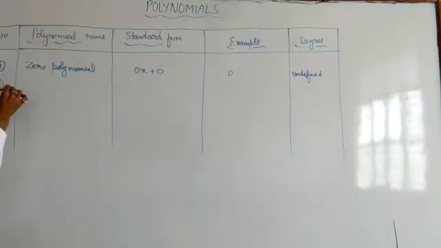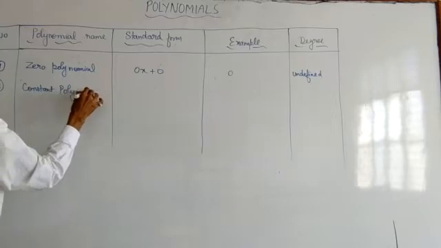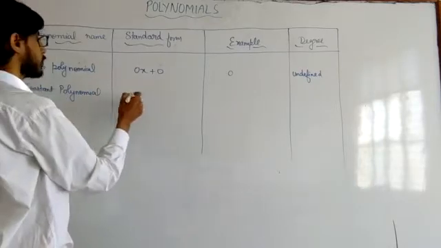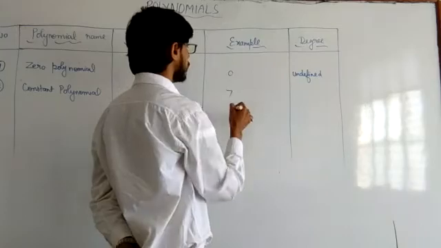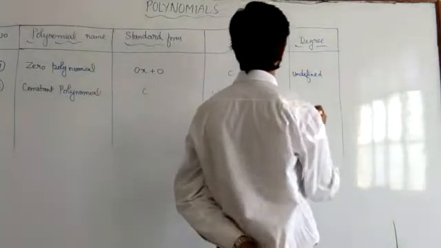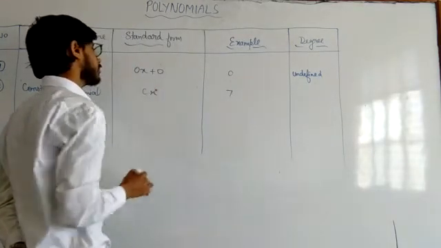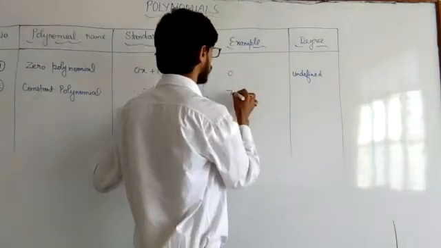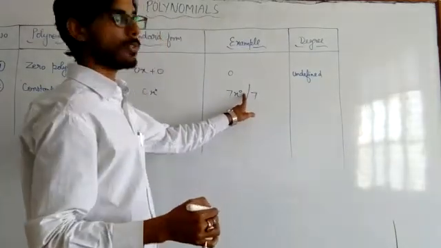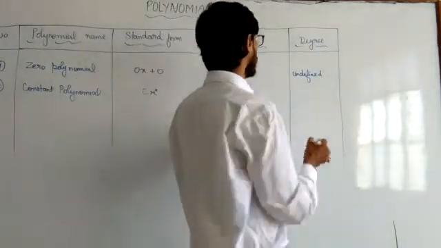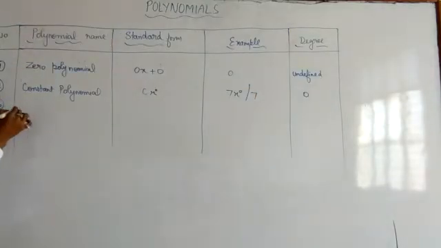Next, second number, constant polynomial. Standard form of constant polynomial, c, a constant. Example, take any constant, 7, 8, 10, whatever. Degree of this constant polynomial: hidden here is x to the power 0. So you can write 7 times x to the power 0 or just 7, both are the same. x to the power 0 is 1, 7 into 1 is 7. So degree 0, because the power of x is 0.